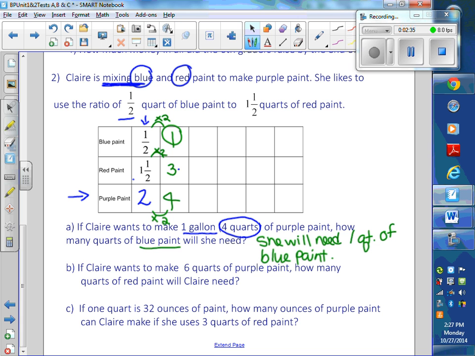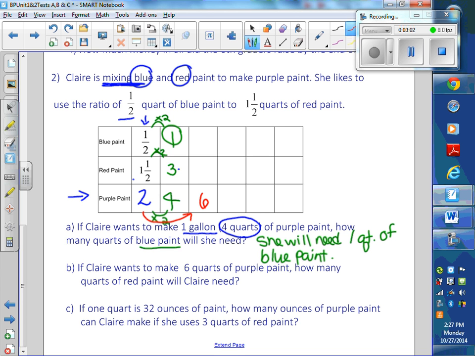If Claire wants to make 6 quarts of purple paint, what's one way to do it, Anna? 2 times 3. You could triple. You could skip columns and triple. You could go 2 times 3. And that would get you to 6. Can you think of a different way, Jack? Besides tripling? There's one other way. I want somebody to come up with another way. Tripling works. Okay, Jason, what'd you do?